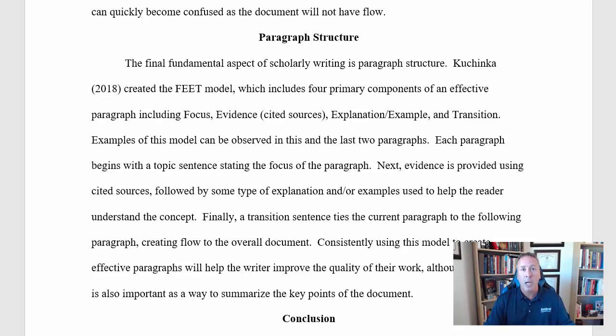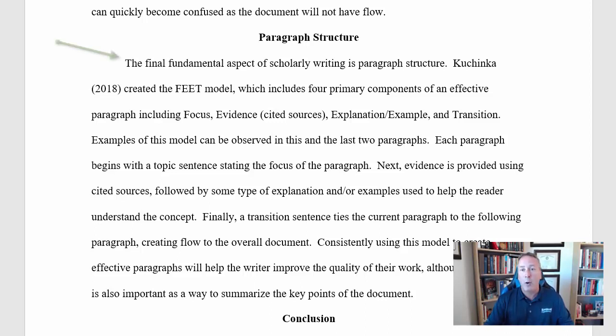Paragraph structure. I created this FEAT model a while back. FEAT stands for F for focus, and then evidence, explanation or example, and transition. If you apply these consistently, not so much to the introduction or conclusion, but to the body of your manuscript, whether it's the body of the discussions or a paper that you happen to write, you will find, again, the quality of each paragraph will dramatically improve. If you fail to provide any of these components, then you're going to leave something out.